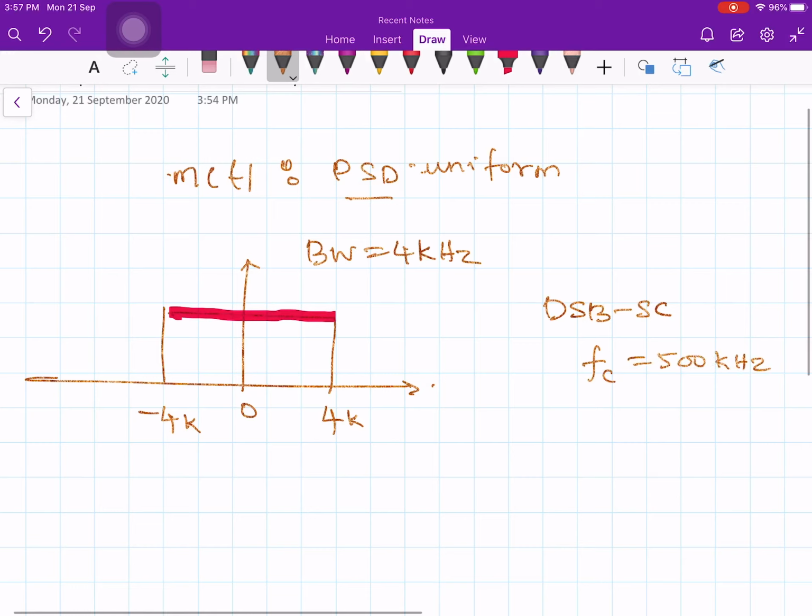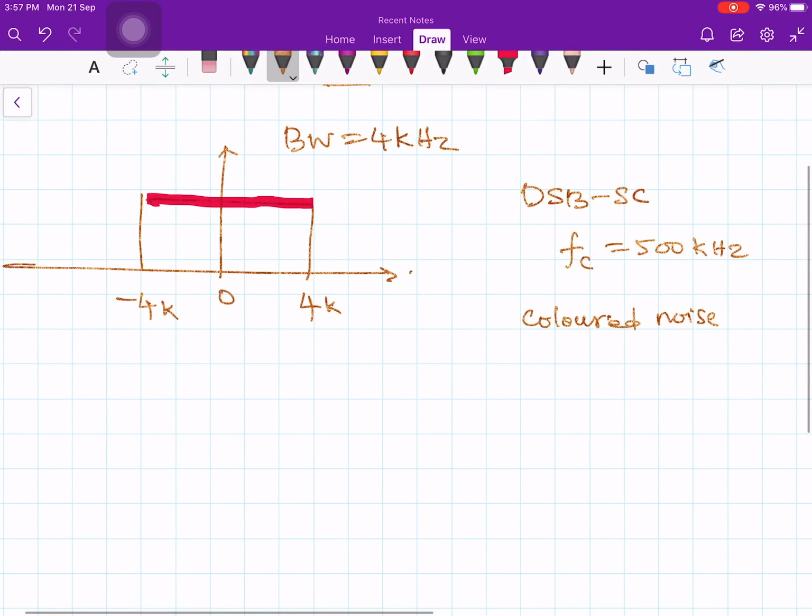Let us say the noise is not white but colored noise. In the derivation part, while we were discussing double sideband suppressed carrier and single sideband modulation, we considered white Gaussian noise, but in this problem let us not consider white Gaussian noise, but colored noise. Colored noise means the spectral density is not flat.